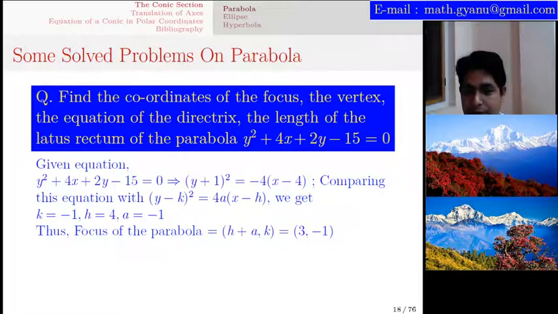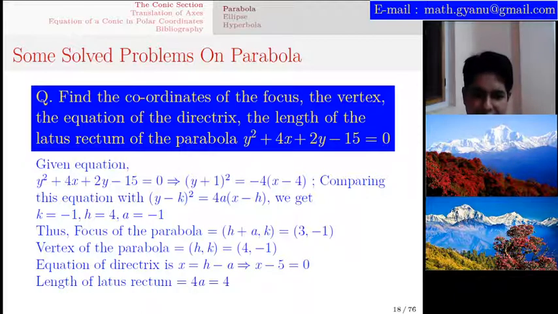Substituting the values of s, a and k, you will get the coordinates of the focus as 3 comma minus 1. The vertex of the parabola is s comma k, that is 4 comma minus 1, and the equation of the directrix is x equal to s minus a. Substituting the values, you will see x minus 5 equal to 0, and the length of the latus rectum is 4a, that is 4. Note that you should always give the length of the latus rectum as a positive value. Why? Because it is a distance, so we always write 4a as a positive value.